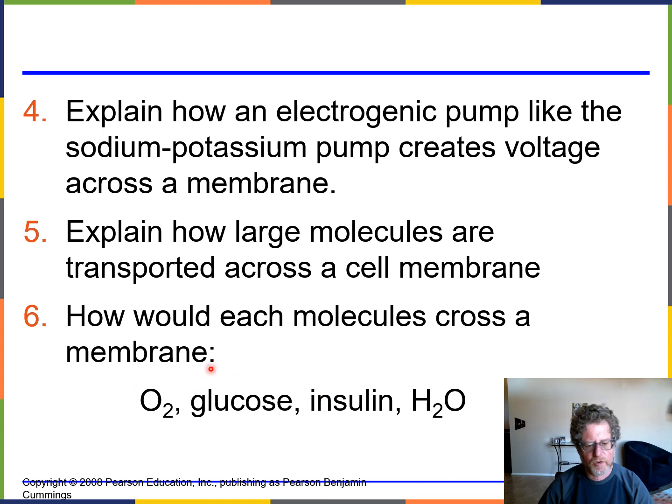Oxygen, glucose, insulin, and water. Okay, so oxygen can move by diffusion right across the phospholipid bilayer. Glucose has hydroxyl groups on it, so it's polar, partially charged, so it would have to go across a protein channel. Insulin is a protein made up of hundreds of amino acids, so it would have to leave the cell by bulk transport, by exocytosis. And water is partially charged, it's a polar molecule, and so it moves through a protein, and the name of the proteins water moves through are called aquaporins.